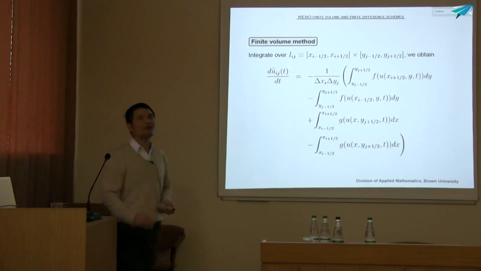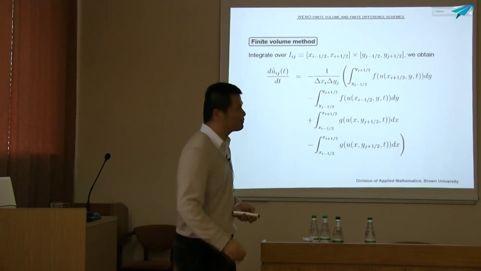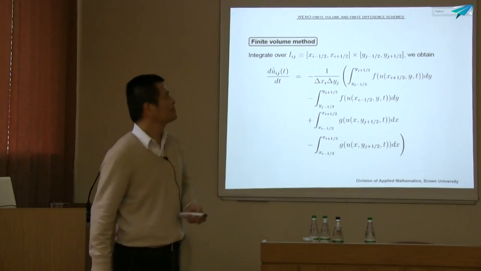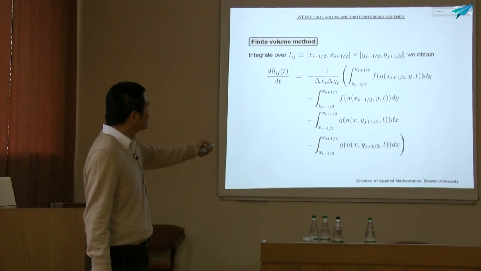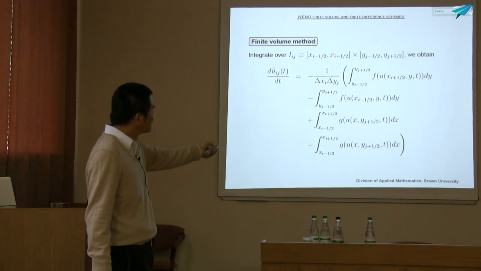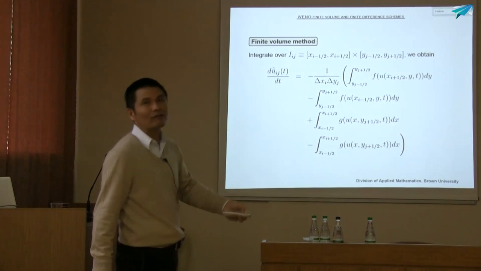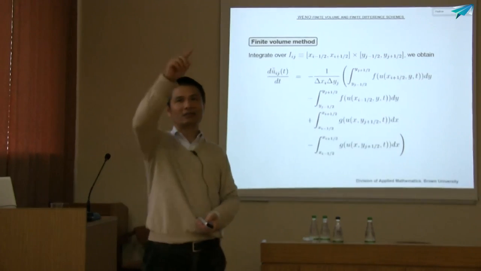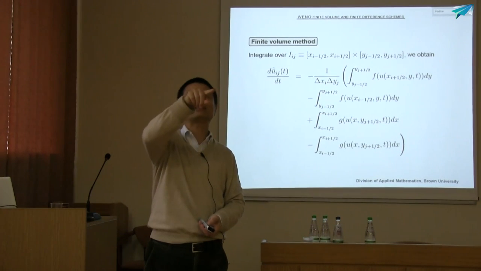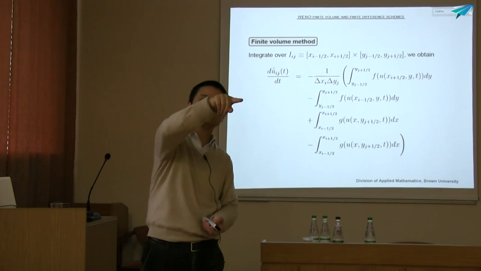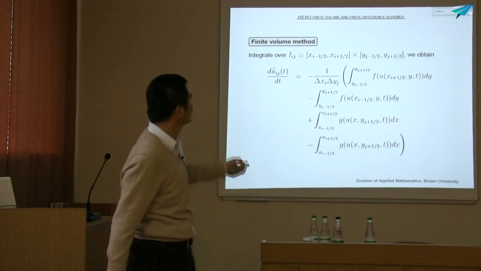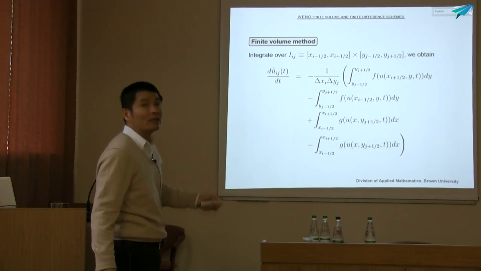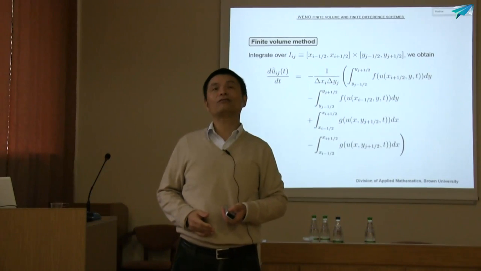Okay. First, finite volume. Now the notation becomes messy, bear with me. So we have a box, x sub i minus half to x sub i plus half, this is an x interval, times a y interval, y sub j minus half to y sub j plus half. So this is a square box, right? Square box here. So you integrate the PDE over the box, what do you get?